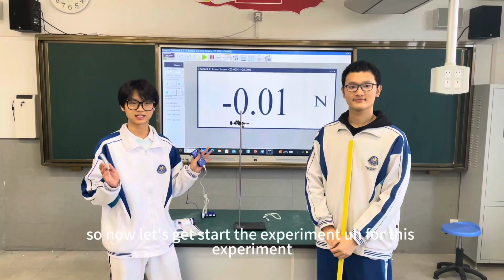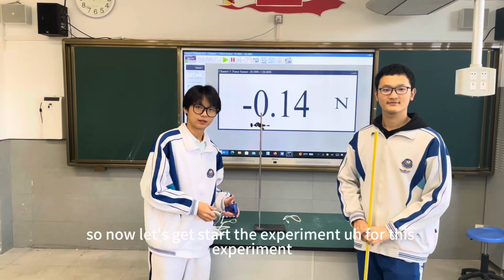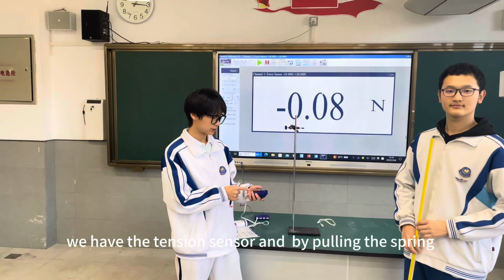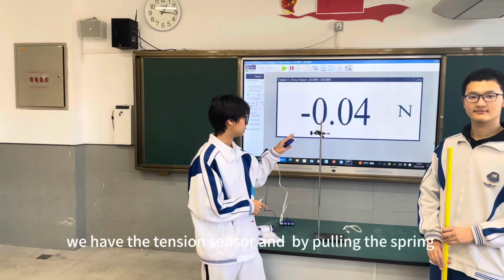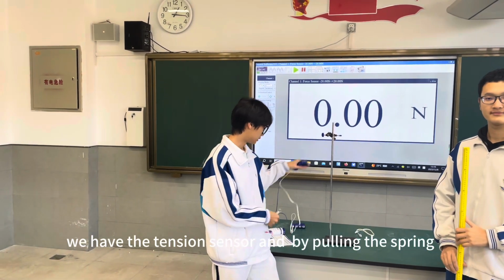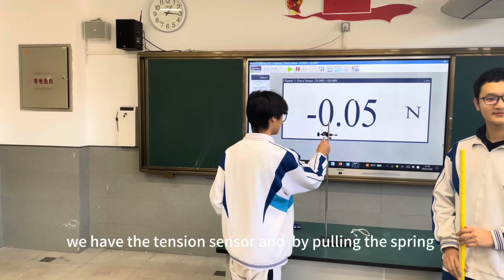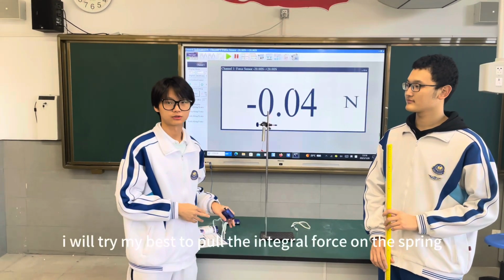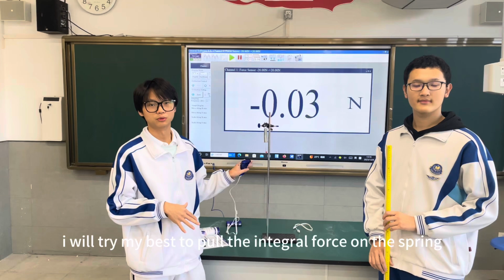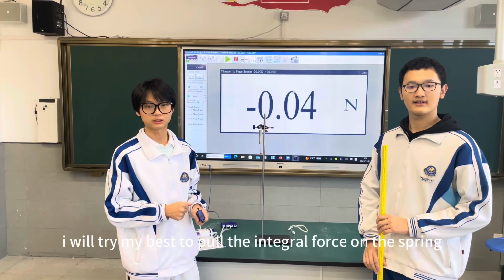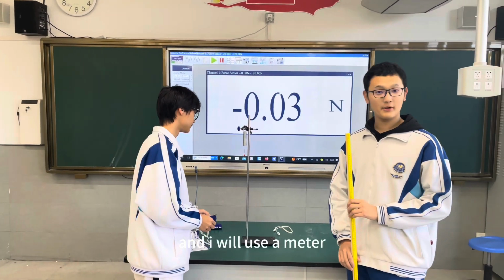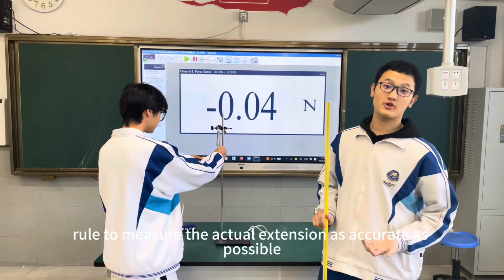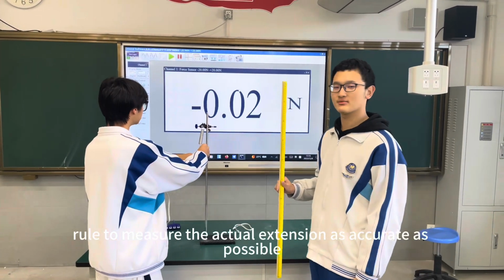So now let's get started with the experiment. We have the tension sensor, and by pulling the spring, in order to eliminate mistakes, I'll try my best to pull with an integer force on the spring. And I will use the meter rule to measure the actual extension as accurately as possible.